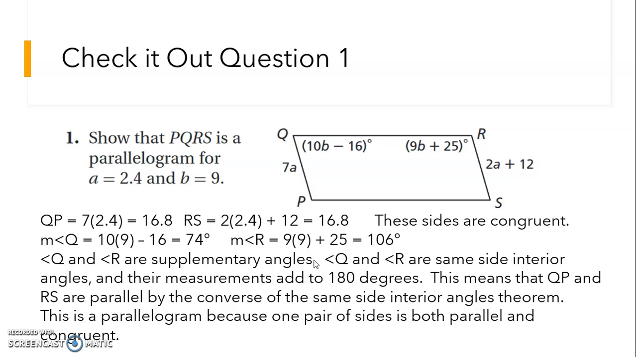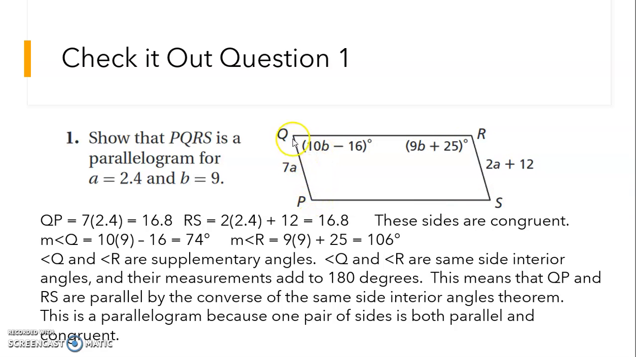Now, the only fact that talks about one pair of sides being congruent is the one that says one pair is both congruent and parallel. So that told me I need to figure out why these lines are parallel. And I remember from chapter 3 that because these two angles are supplementary, then the lines are going to be parallel by the converse of the same side interior angles theorem.